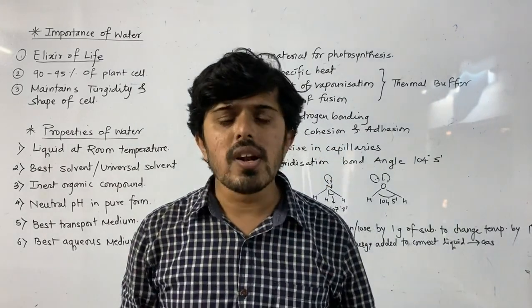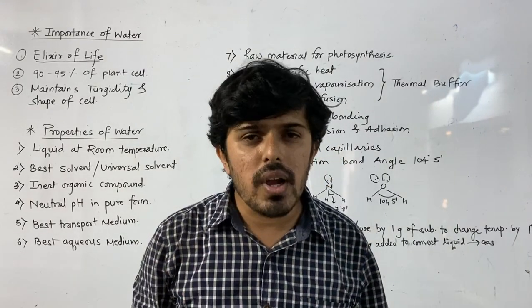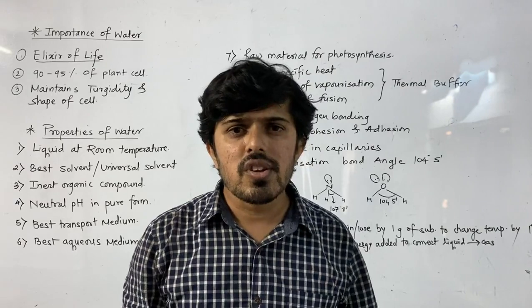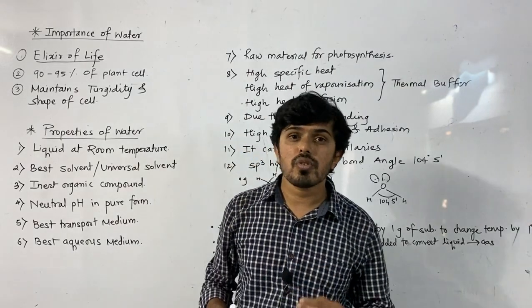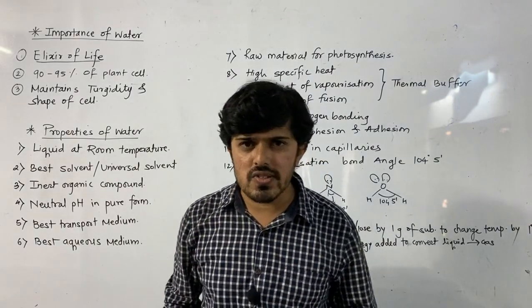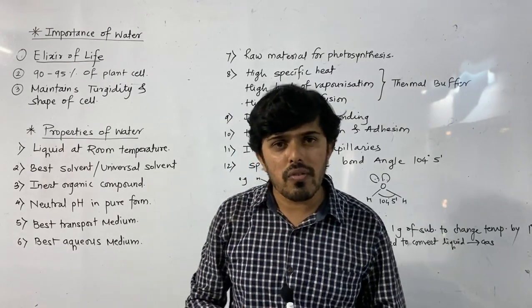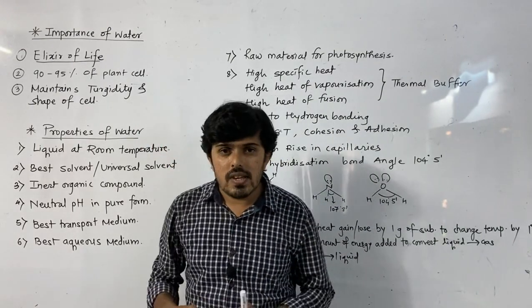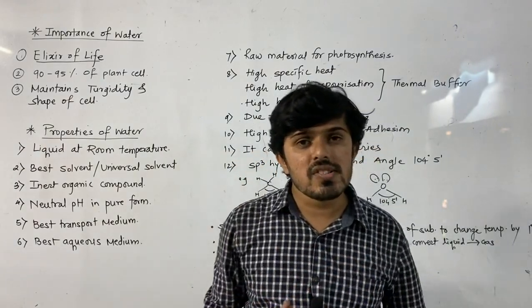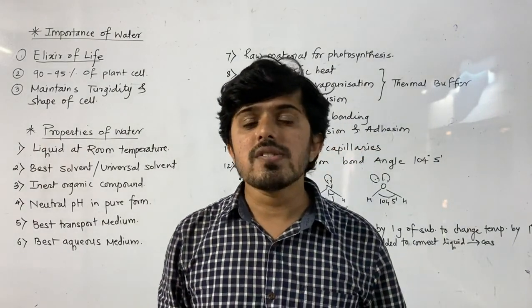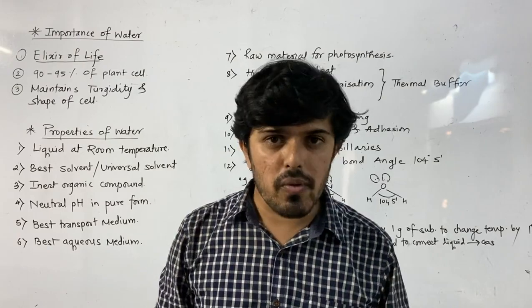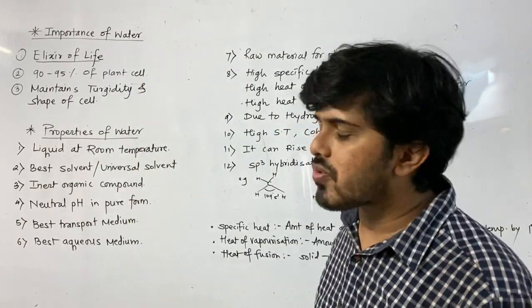If you take the composition of a plant cell, it consists of 90 to 95% water. Similarly in animal cells, the maximum component of the cell is made up of water. Third point you can see: since the quantity of water present in the cell is very high, it maintains the turgidity and shape of the cell. So these are a few importance of water.